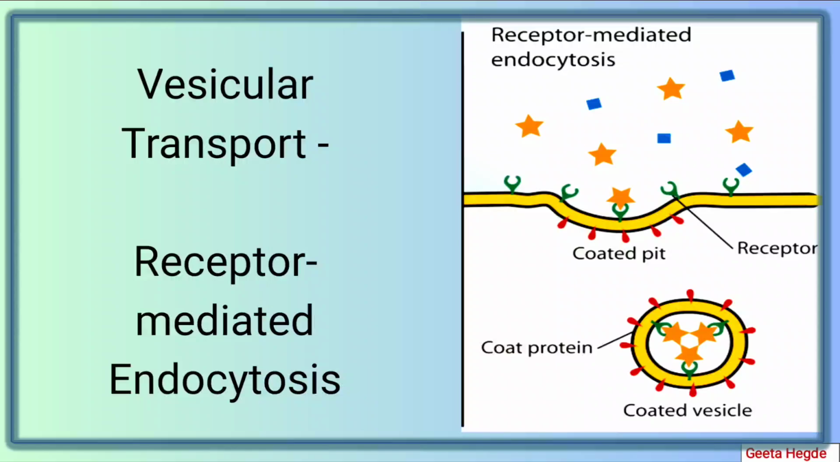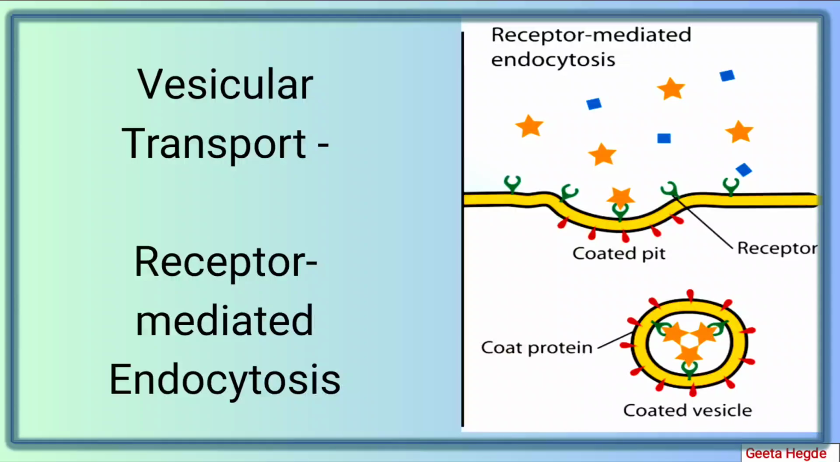So this step is similar to phagocytosis, but it requires the presence of receptors, and once the specific molecule binds to this receptor, it triggers membrane invagination and the vesicle is internalized. The example is uptake of cholesterol via LDL receptors. Okay, so this is the third type of endocytosis.